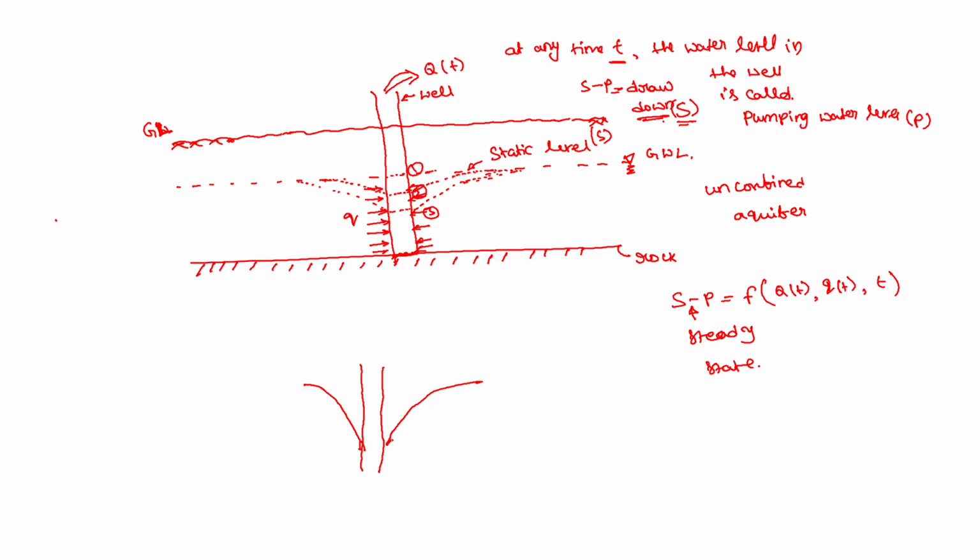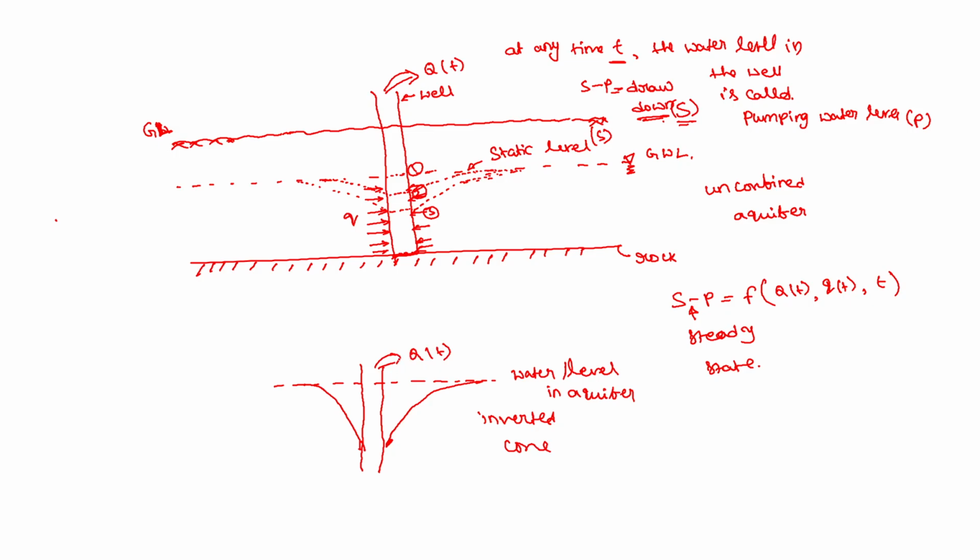So it may look in this manner. Suppose somebody has a 3D diagram, it will look like an inverted cone. The water level in the aquifer will form an inverted cone shape as you pump water.